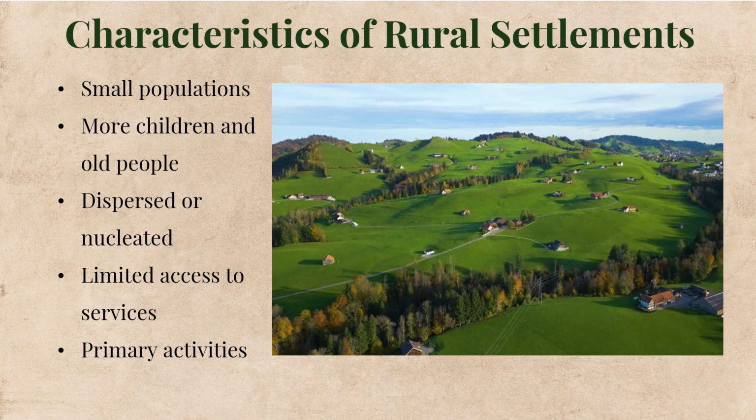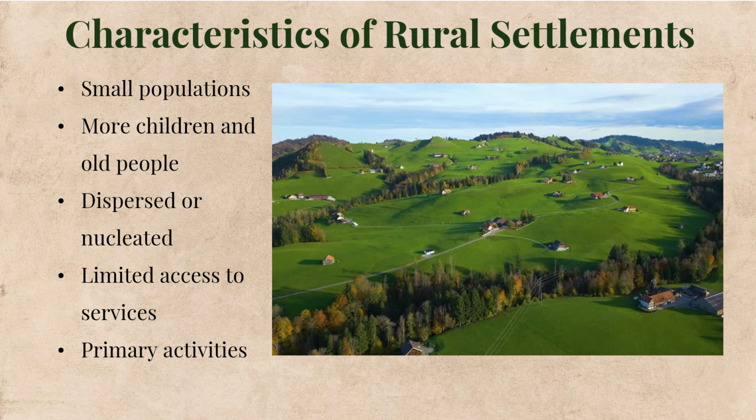So then what are the characteristics of rural settlements? Firstly, it has a small population. With the rise of urbanization, there are many people who are leaving rural areas to live in towns and cities. Very often, there are more children and old people because young adults choose to move to urban areas for better job opportunities. Settlements can either be dispersed or nucleated.